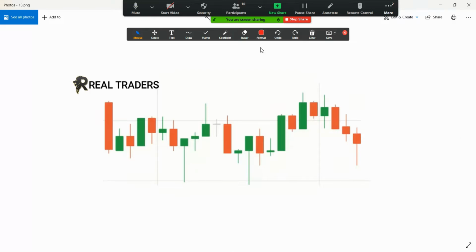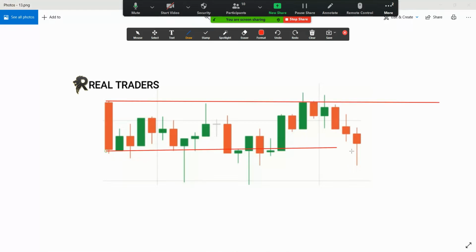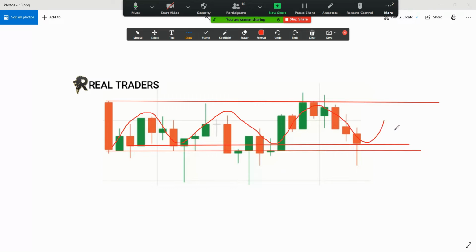Okay, here you can see this is a ranging market, right? You can see this market going in this range, and you are seeing a hammer candlestick here, this one. So what will be the next candle, what will you do here? Tell me please. Bullish, bullish. Why?